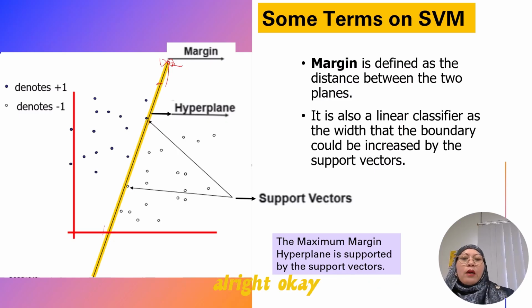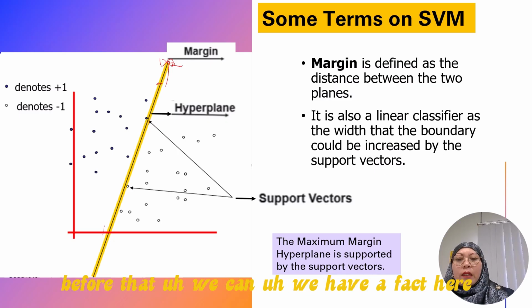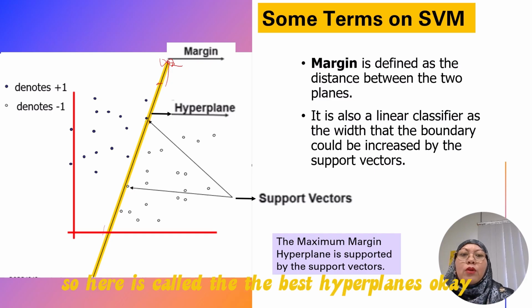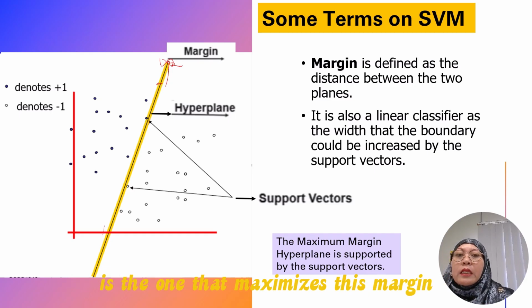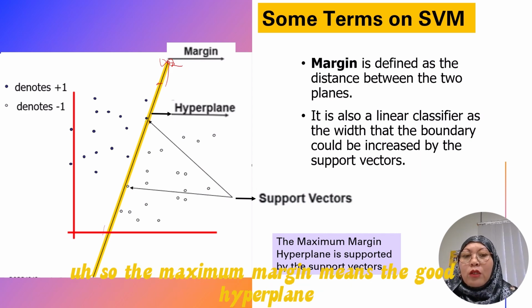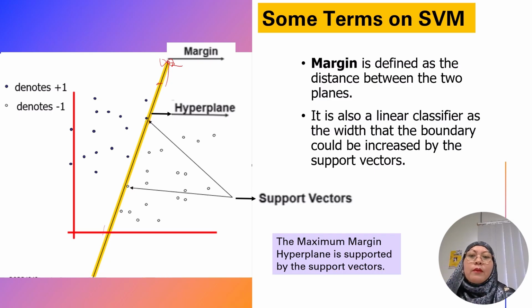Before that, we have a fact here. Which kind of margin do we actually need? The best hyperplane is the one that maximizes this margin. So we want the maximum margin. The maximum margin means the good hyperplane.